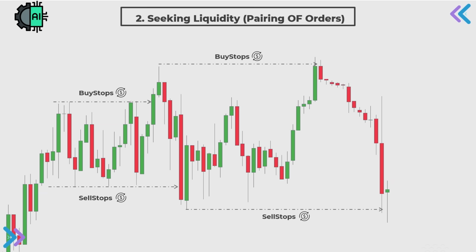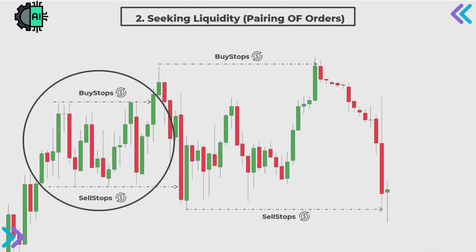The second method is seeking liquidity, known as the pairing of orders. So here we have an example to explain how an algorithm seeks liquidity in the market. Here, as you can see, price has created a range, and we have great sell-side and buy-side liquidity below and above this range, generated by numerous buy stop and sell stop orders.